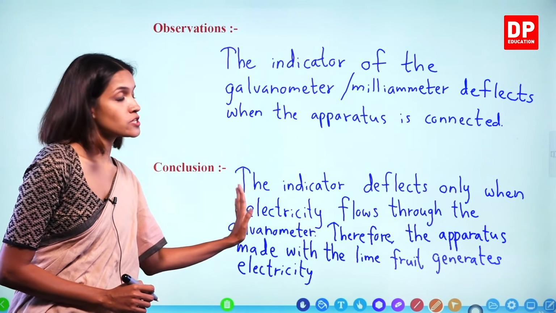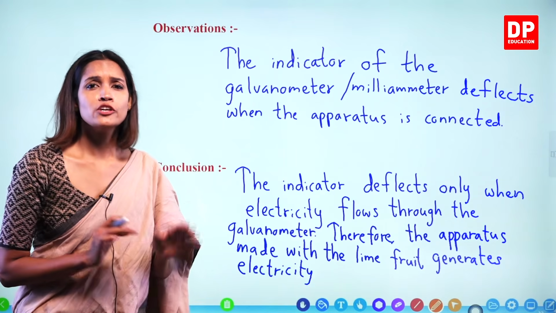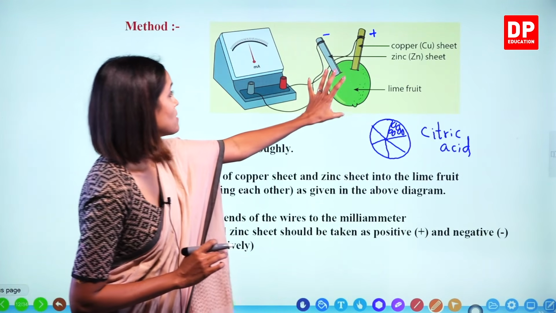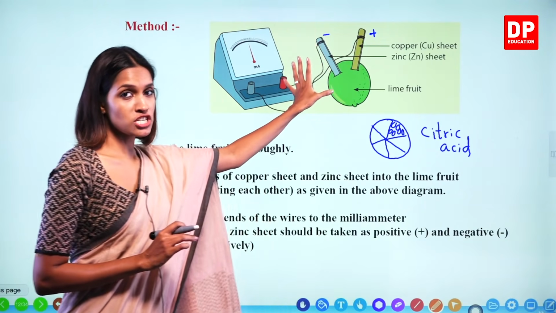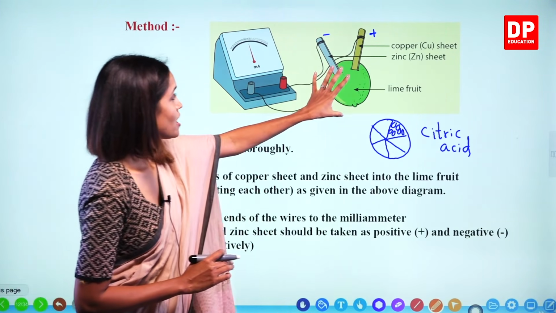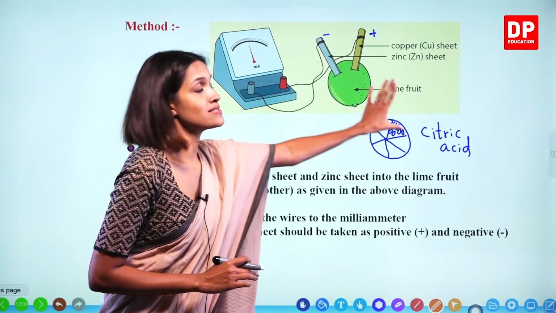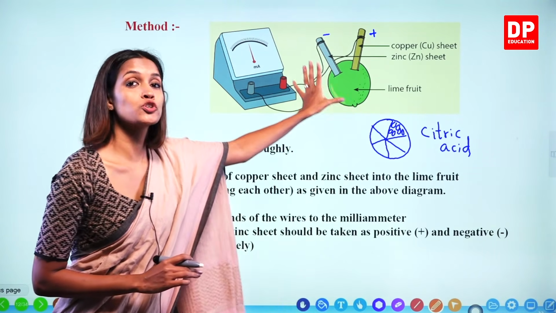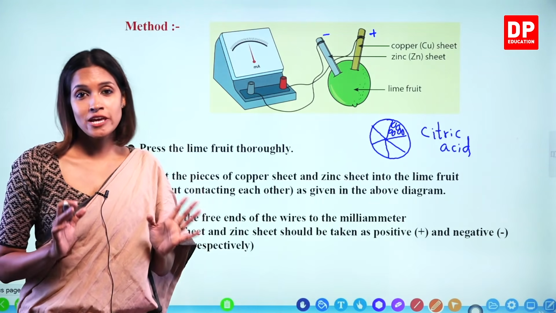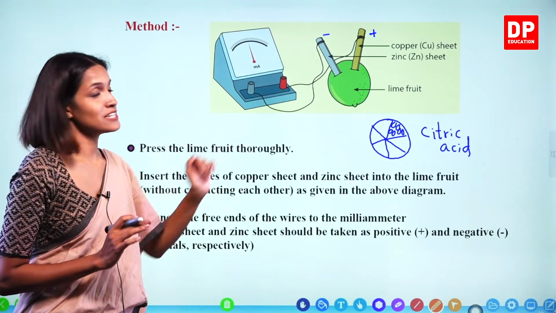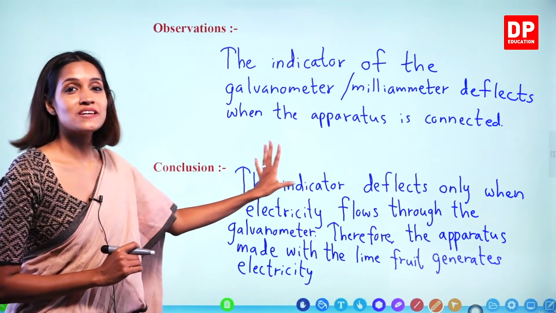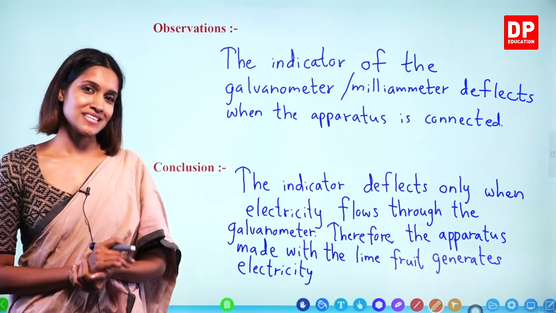So next I am going to explain to you about the simple cell. You will realize this setup made with the lime fruit, the copper sheet and the zinc sheet is somewhat equal to the simple cell. Copper sheet, zinc sheet and citric acid present in this lime fruit are all chemical substances. Because of the chemical reactions that take place between them, electricity is generated. Understand? So you will realize this setup acts as the simple cell.